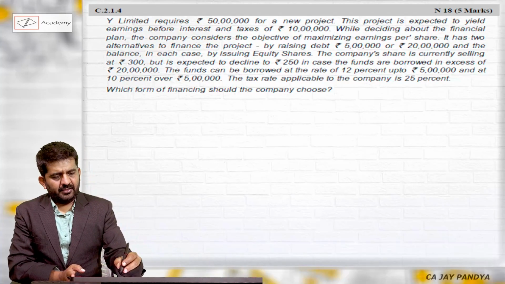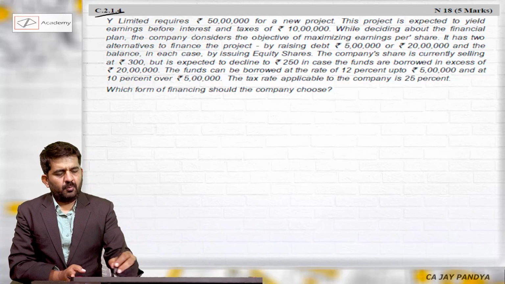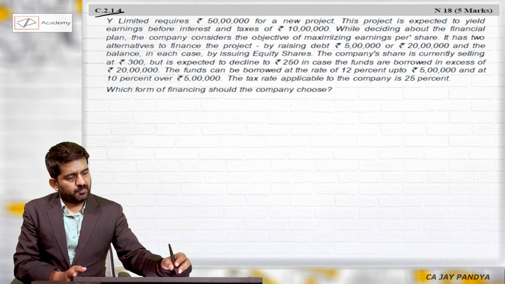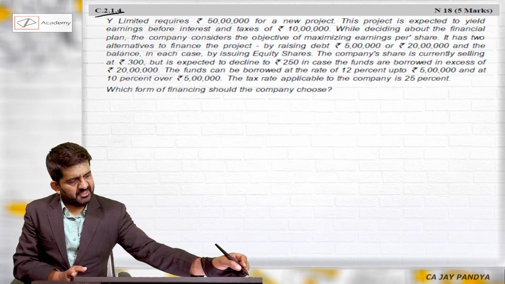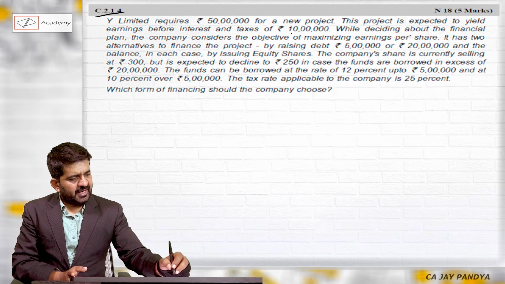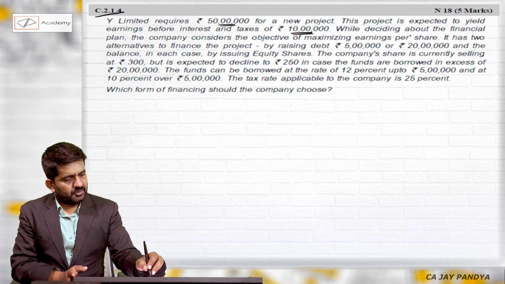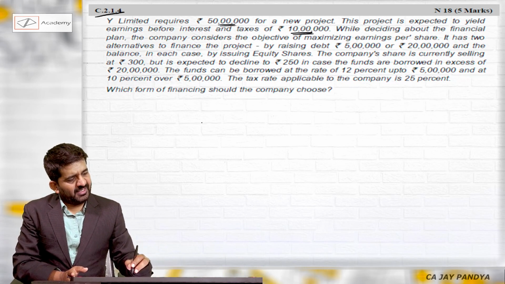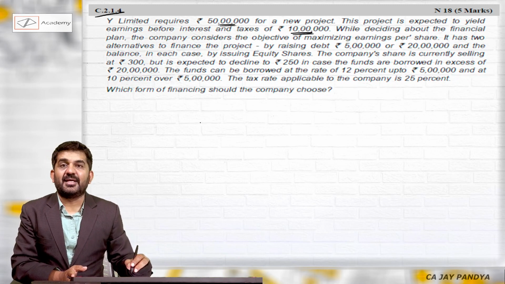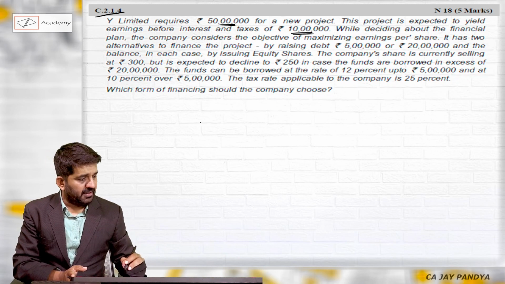Y Limited, C 2.1.4. Y Limited requires rupees 50 lakhs for a new project. This project is expected to yield an EBIT of 10 lakhs. Total fund is 50 lakhs. While deciding about the financial plan, the company considers the objective of maximizing EPS. So here PE ratio will not be important.